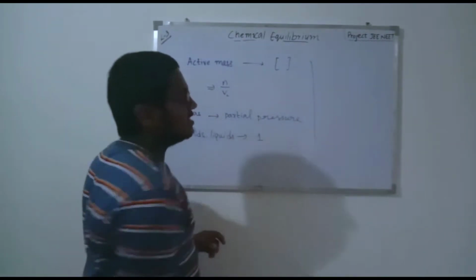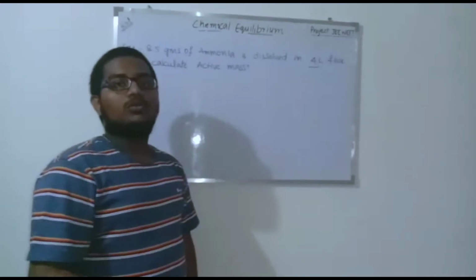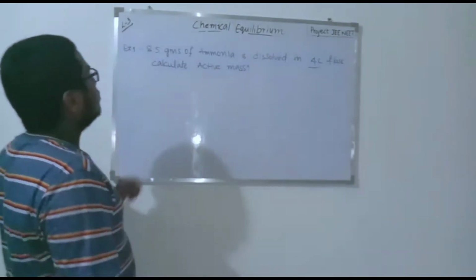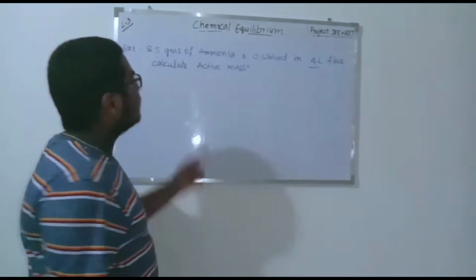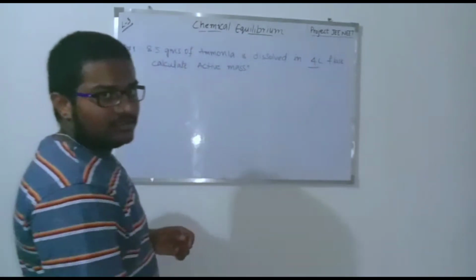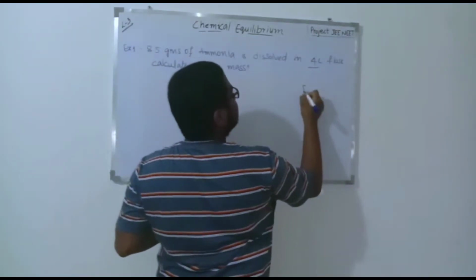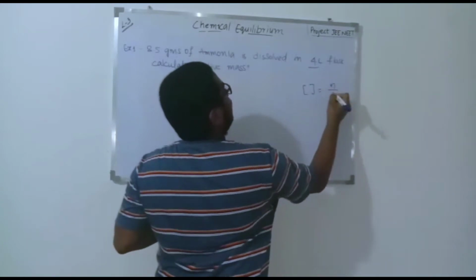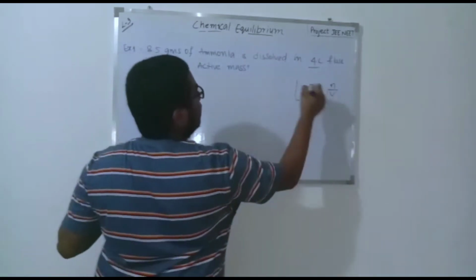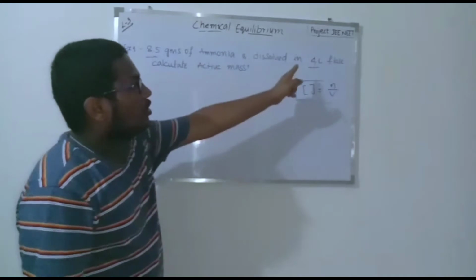So let's understand the active mass concept with an example. What is given here? 8.5 grams of ammonia is dissolved in a 4 liter flask. Calculate the active mass. In the previous discussion, we were talking about the active mass being equal to n by V. That is the key concept here, and he has given the weight of ammonia taken and the volume of the container.